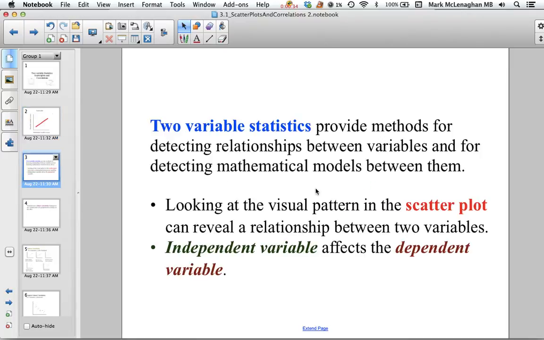Two-variable statistics provide methods for detecting relationships between the variables and for detecting mathematical models in their relationship. We'll look at visual patterns in the scatterplots to reveal a relationship between the two variables. Remember, one variable is the independent variable and the other is the dependent variable. The independent variable is usually time or something that's not really able to change, whereas the dependent variable changes with time, or whatever the independent variable is affects the change in the other.